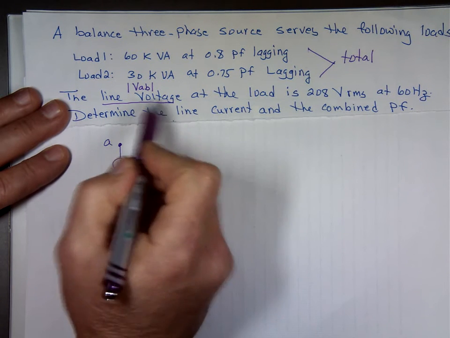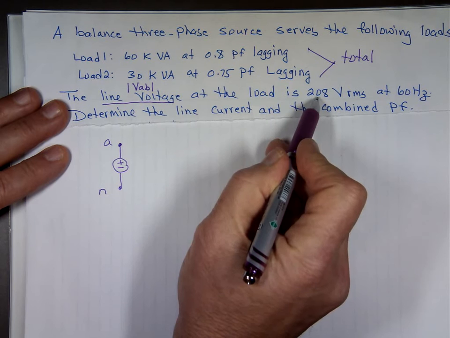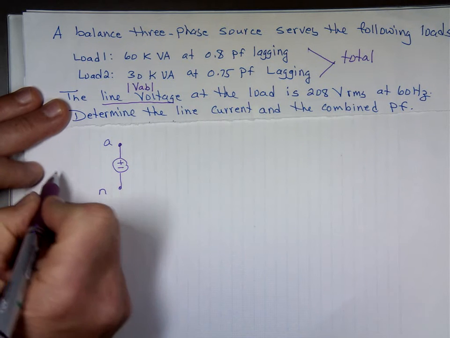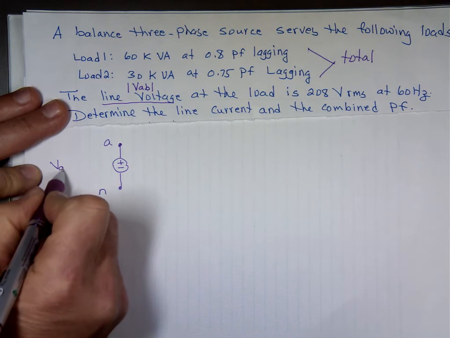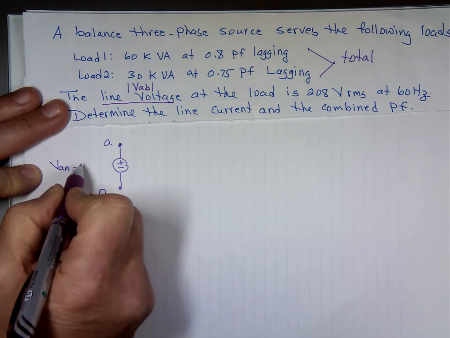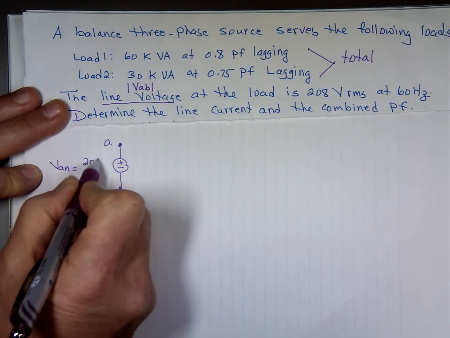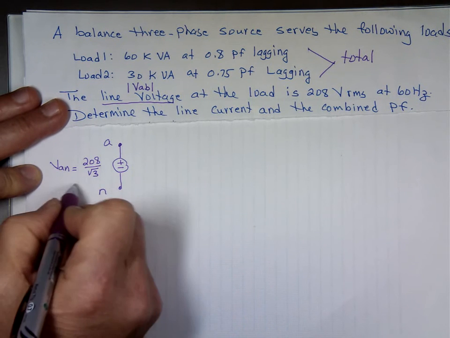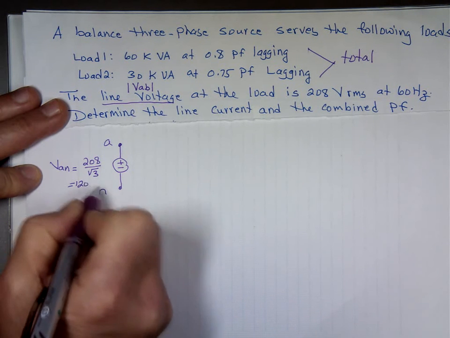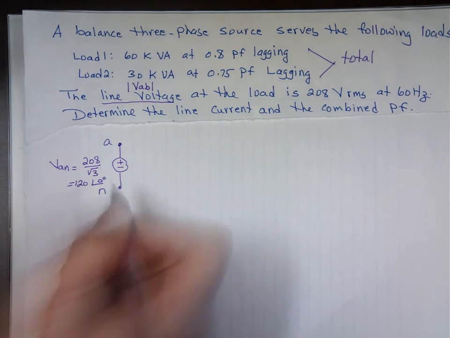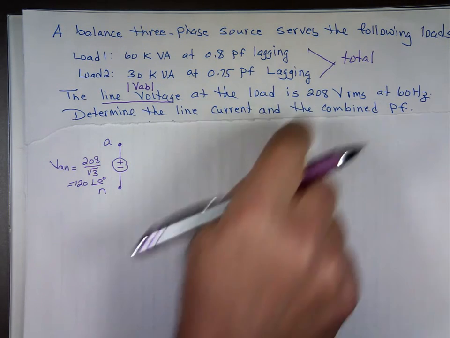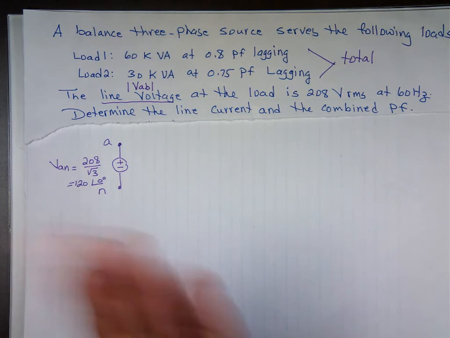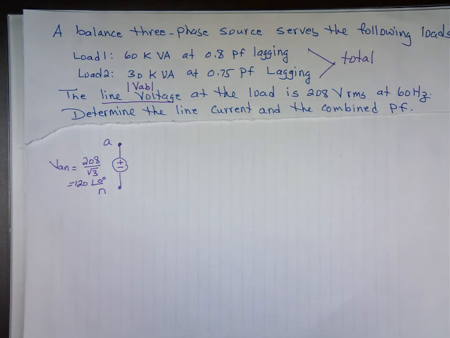And notice what we know. We know the magnitude of VAB, which is 208. So VAN is going to be what? You take VAB, which is 208, and divide it by the square root of 3. If you do that, you end up with 120. If they don't give you a phase, a lot of times they want you to assume an angle of 0 here. This is just the magnitude of that line voltage, so we're going to make that angle 0. The next one is minus 120, and the next one is negative 240.